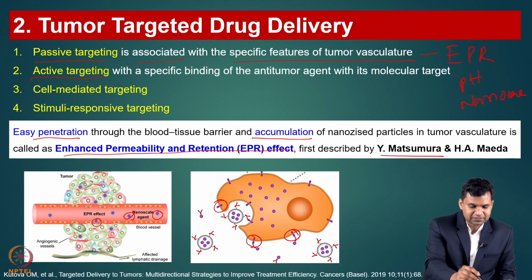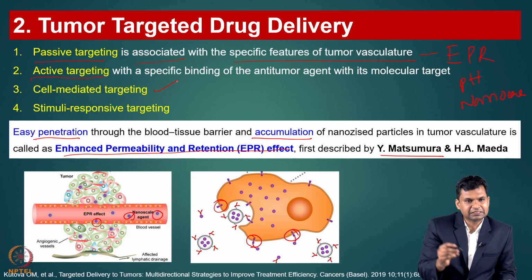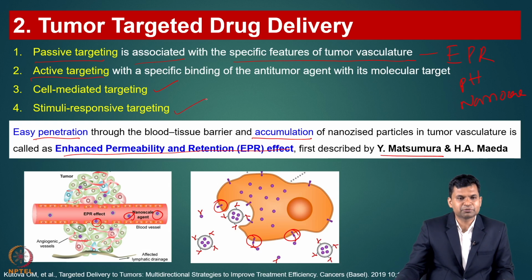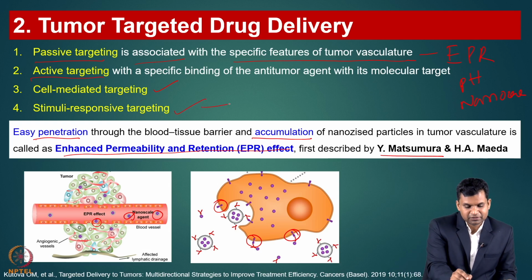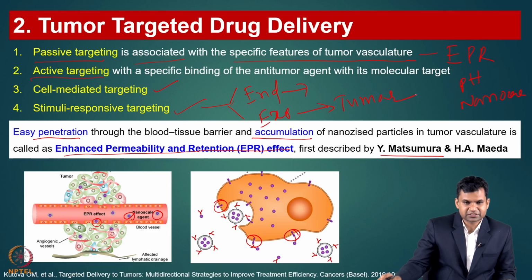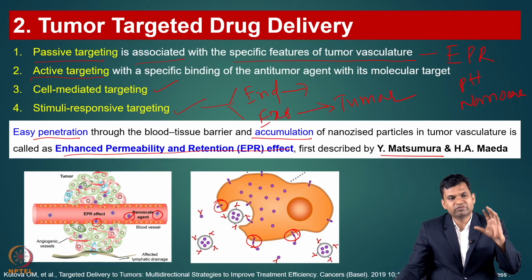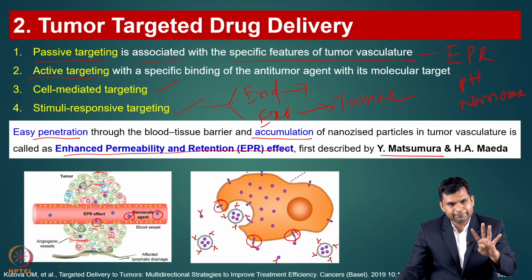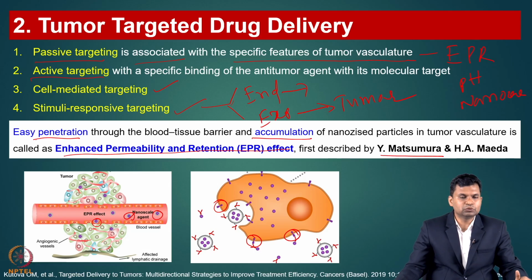And the third one is the cell mediated targeting systems that we already discussed in our previous slides. And we also discussed the stimuli responsive systems, which are nothing but by using endogenous and exogenous systems, we can also target the tumor cells. These are already discussed in our previous lectures. So, with these 4 types of targeting, we can do the treatment for the cancer cells.